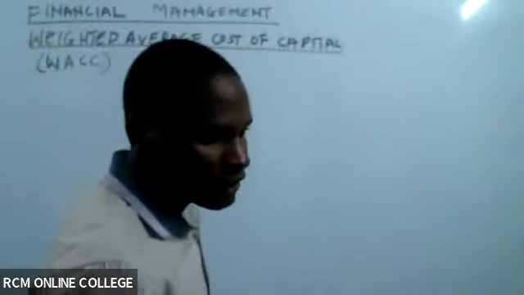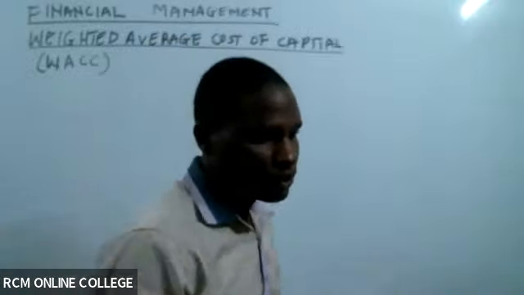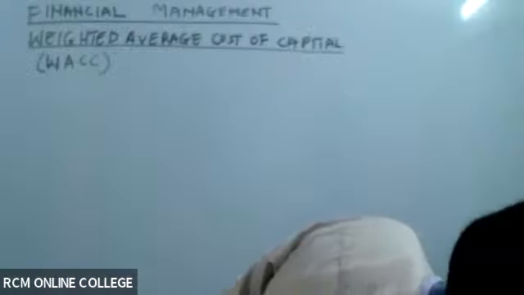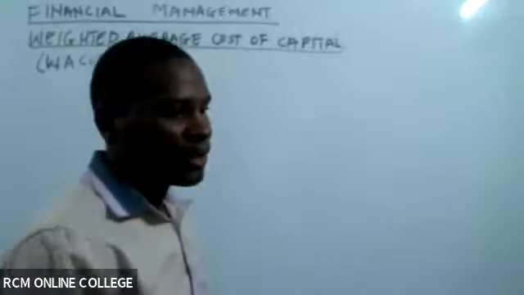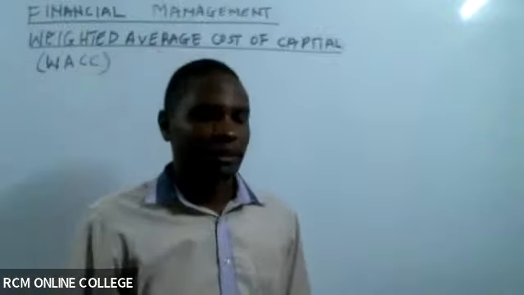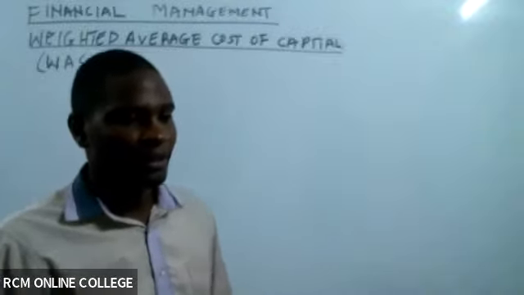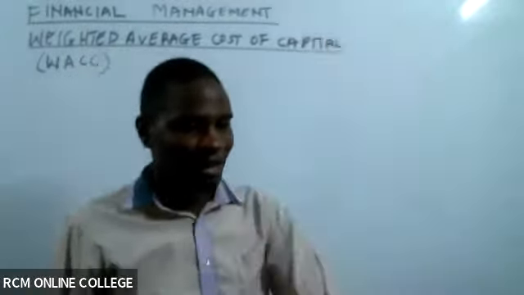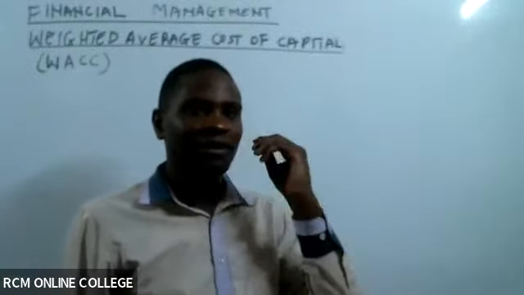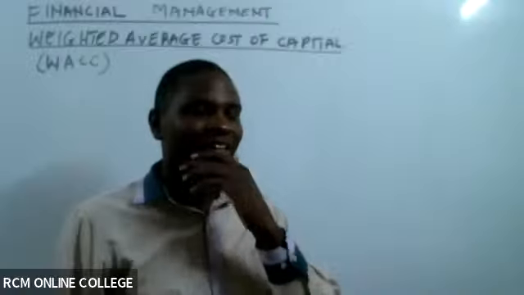WACC, weighted average cost of capital. I'm very happy with what Jane is telling us, reminding us that cost of equity is a component, cost of preference share, and the last one is cost of debt. Yes, exactly. Peter has summarized: KE, cost of equity, KP, cost of preference share, and KD.